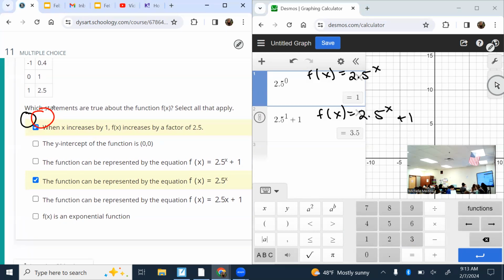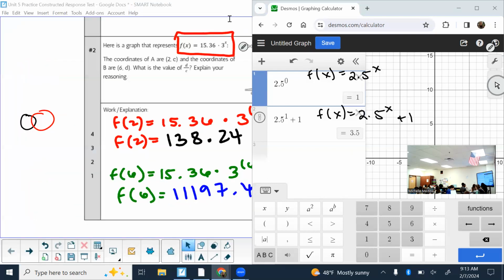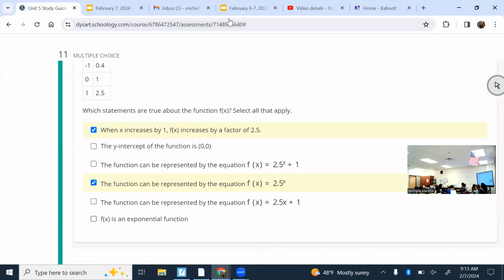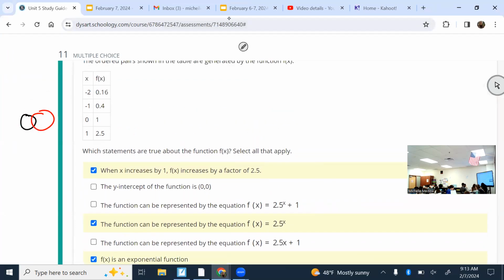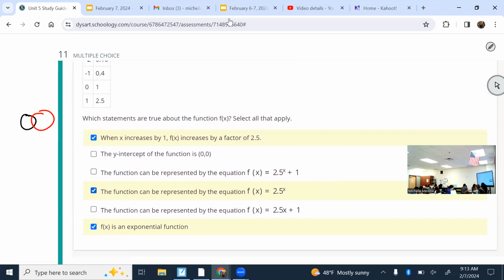Then it says f of x is an exponential function. Is that true? Yes, because it's multiplying each time to get to the next number. Because when I plugged it into this function, which is definitely set up as an exponential function, it gave me all these answers. So for this one, it's these 3. Doesn't mean it'll be that on your test, but it'll be similar, the similar way that you find out. Questions on this question? Okay, questions on others?